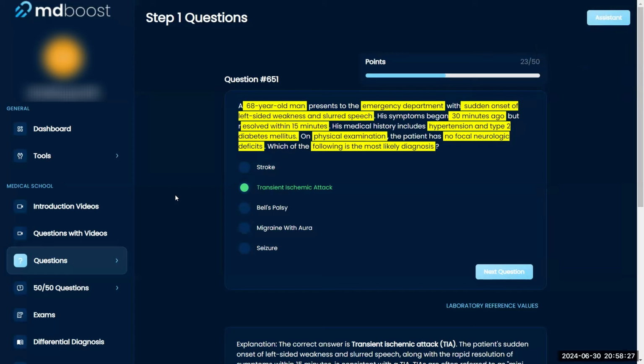Migraine with aura, right? That's a bad headache, and you see lights, right? Seizures look very different from this, right? So different types of seizures, as you already know. Good.